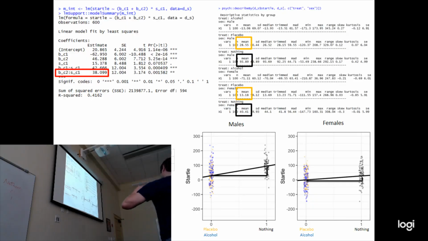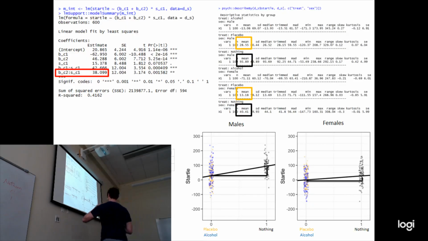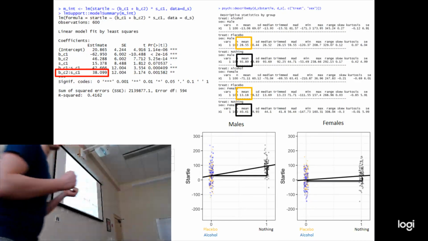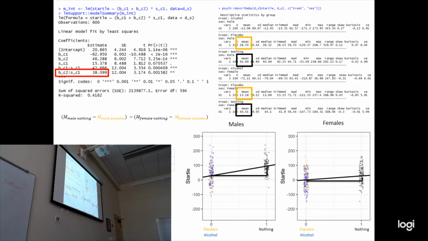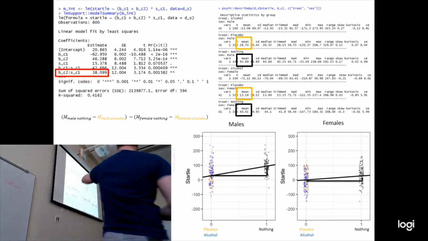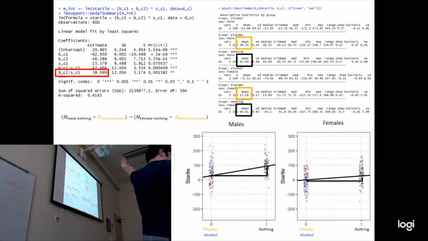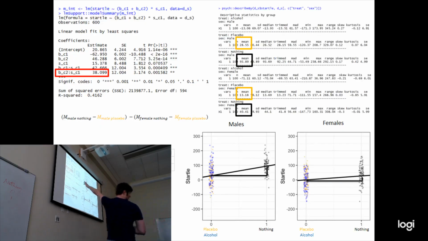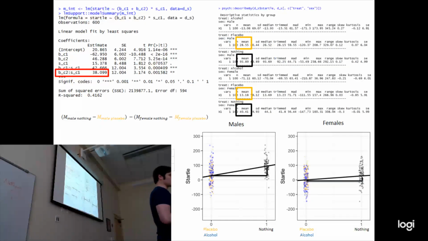Yeah, so you take the difference between placebo and nothing for males and subtract it from the difference between placebo and nothing for females. Or the reverse, you just slap a negative on it. Does it matter which one comes first? It'll just affect whether the coefficient is negative or positive. Technically, it goes in this direction in this specific case. You just want to understand where it comes from.